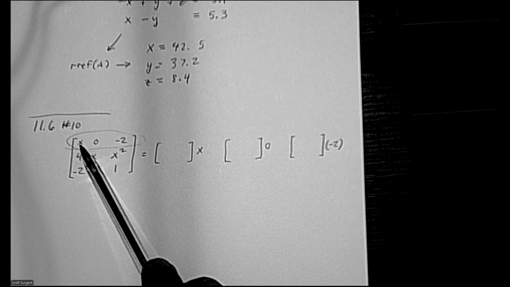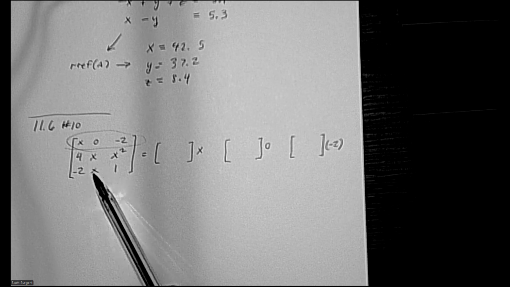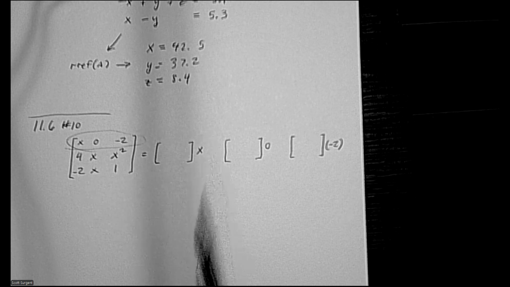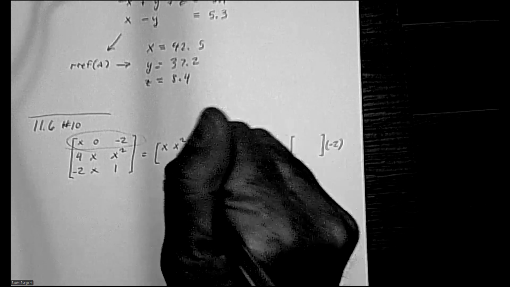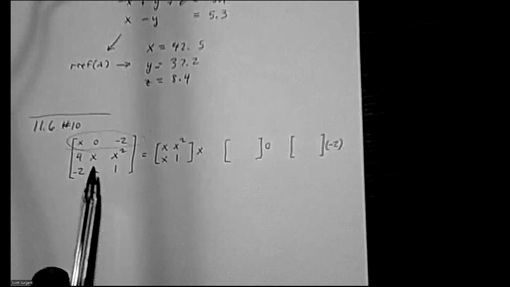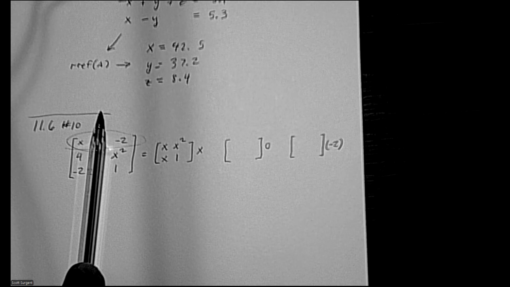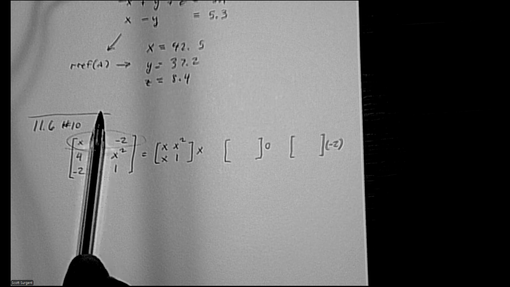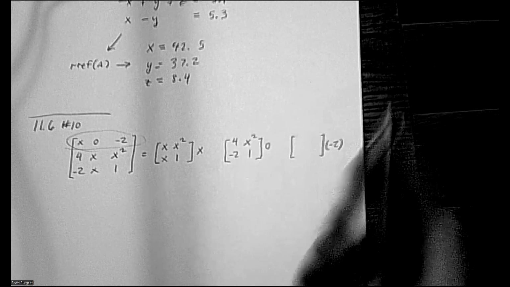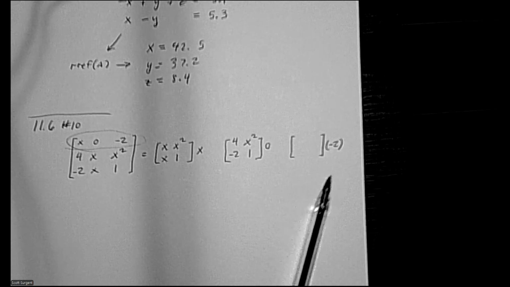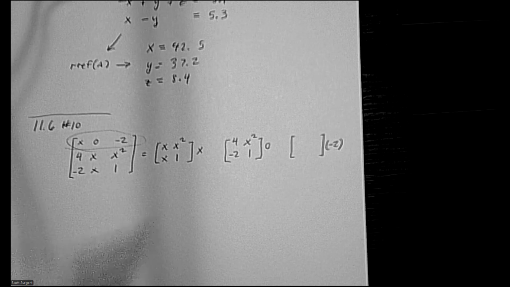So the minor of x is to basically ignore the row and the column that x is in, and what you get here is the minor. So that's x and x squared and x and 1. The minor for 0 would be ignoring that row and that column. So 4x squared, -2, and 1. And then the minor for the -2 over here, we cancel out this column, and it's going to be 4x and -2 and x.